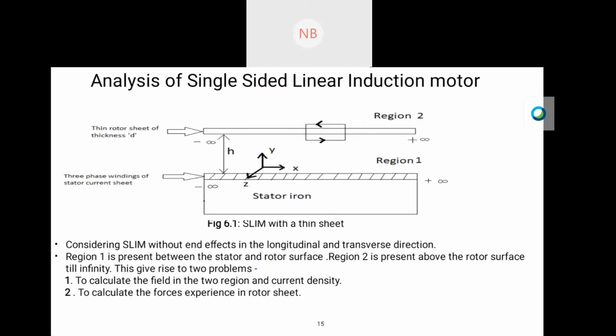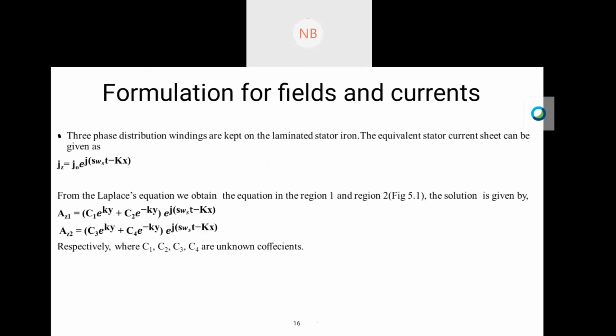The rotor sheet used here is a non-magnetic material such as aluminium. As the thickness of the rotor is very minimal here, we obtain two regions: a region between the stator surface and rotor, and a region from the rotor surface till infinity. Also the distance between the rotor surface and stator is taken to be h in the y direction. Now I need to calculate the fields experienced in the two regions, and the currents and the forces. In the next slide, you can see the formulation of the fields and currents.